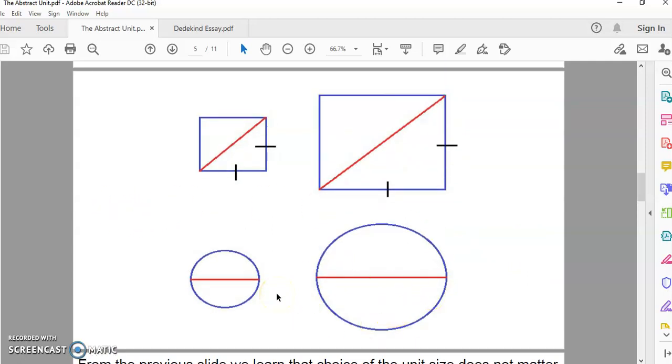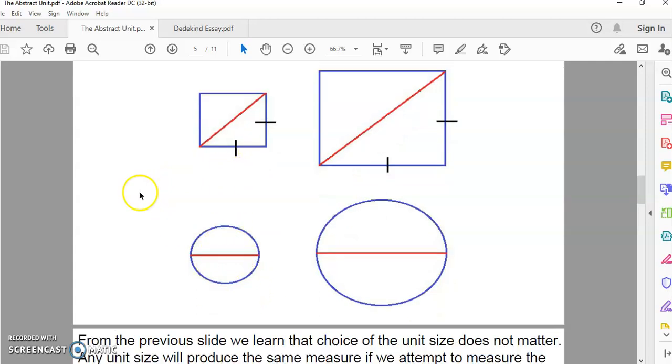The important thing to remember, however, is that there is no unit that measures either the diagonal, which is the hypotenuse of this isosceles right-angled triangle, or any diameter that measures the circumference. In other words, both these magnitudes, not numbers, because a magnitude is not a number and a number is not a magnitude, have no measure and are called incommensurable magnitudes.